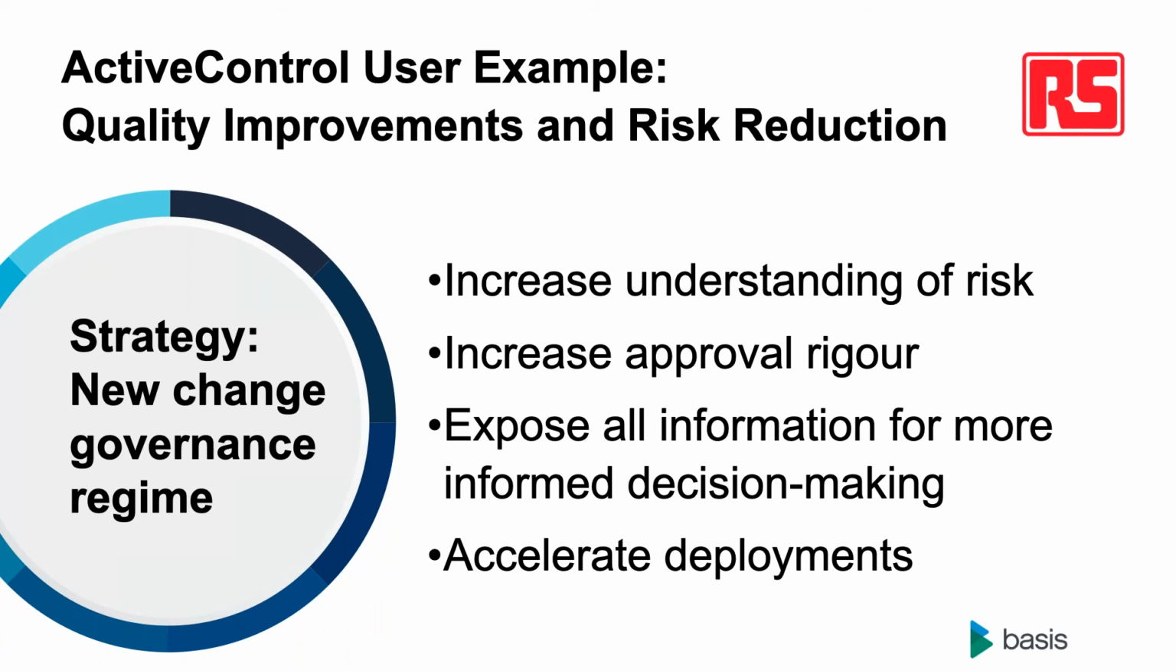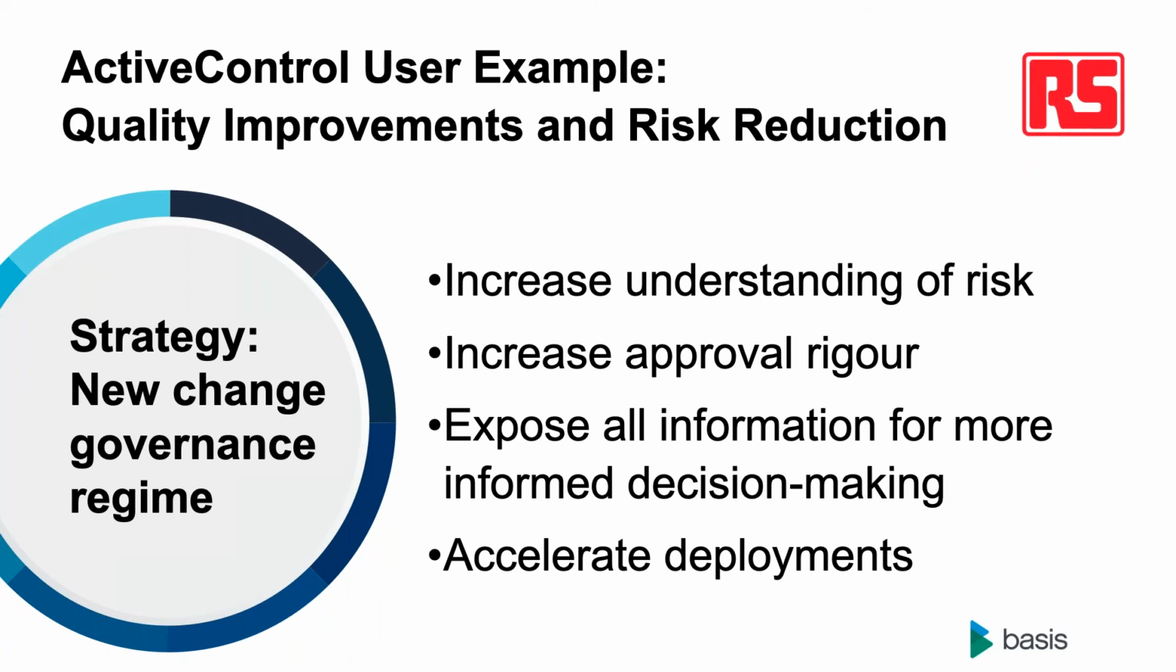So this example is a company called RS Components, a large wholesaler of electrical equipment and other goods in the UK, but part of a global group called Electro Components, quite a large company. And they've been using ActiveControl for a while, and they'd certainly seen some benefits of that in a number of different areas. But a couple of years ago, they decided to really focus on this area of quality improvement and risk reduction with a new change governance regime that they wanted to bring in to increase their understanding of the risk of SAP change even more in systems that are really critical to their business, to their daily operations.